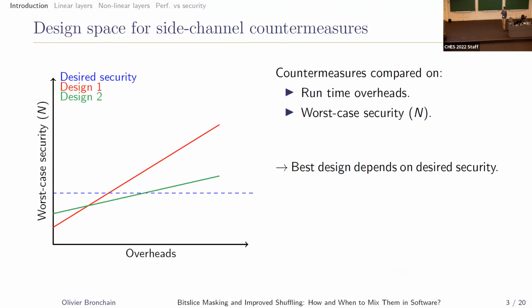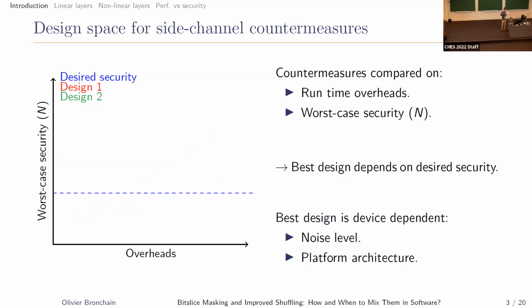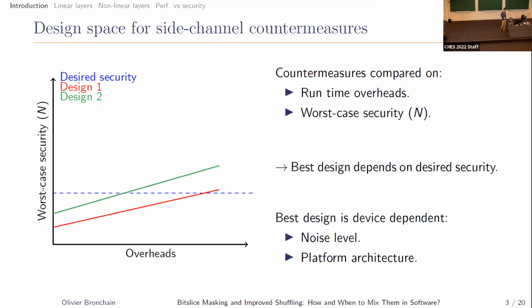Of course, we are dealing with physical implementations and physical countermeasures, so it depends on some physical parameters. If you change the platform, if you change the level, you have different curves. And maybe it's not design one which is the best option, but now it's design two.